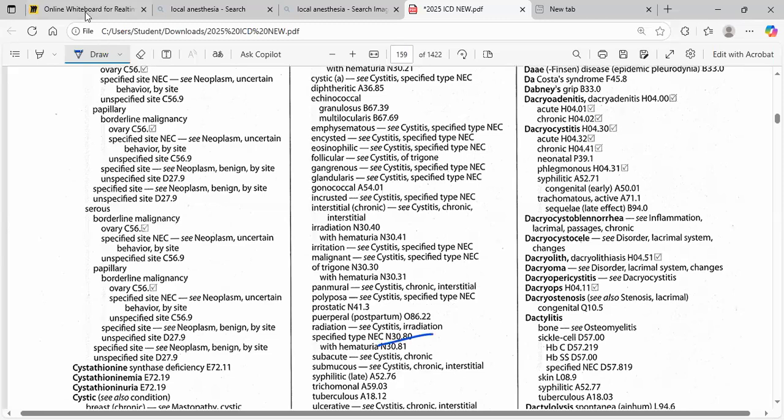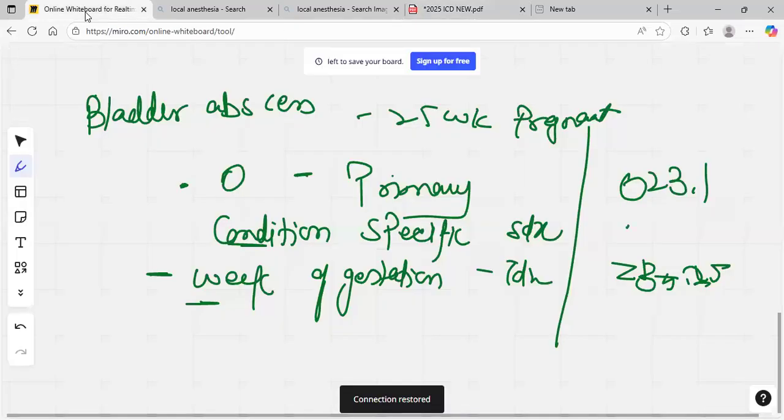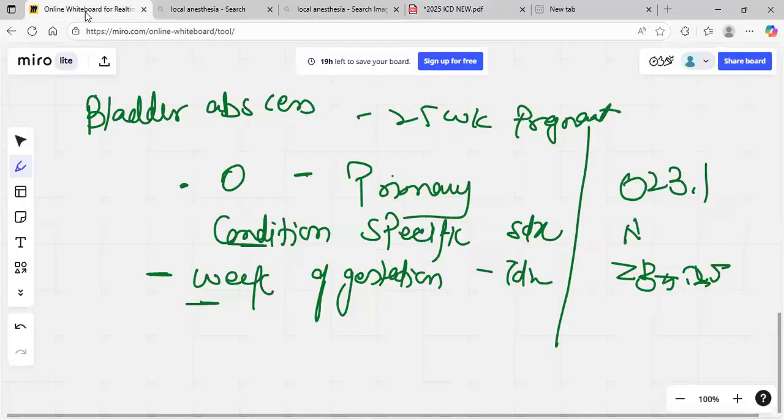So for this question, we should use these three codes. Our first code should be O23.12. Second code should be N30.80. And our third code should be Z3A.25.